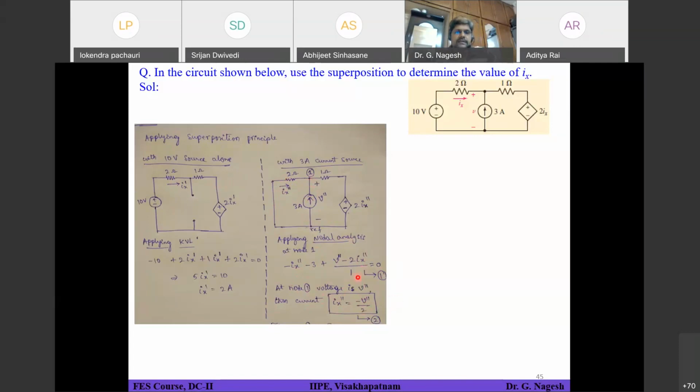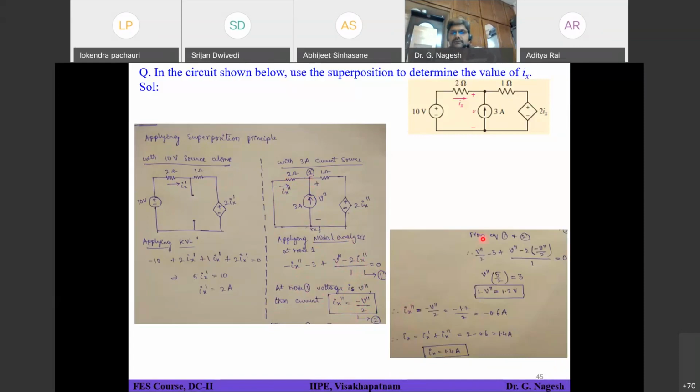So two equations are there, two unknowns: one is V double dash, another one is I double dash. I think you should be able to solve it. If you consider equation 1 and equation 2 and solve them, you are going to get V double dash equal to 1.2 volts, and Ix double dash equal to minus 0.6 amperes. Try to solve and check whether you are getting the same or not.